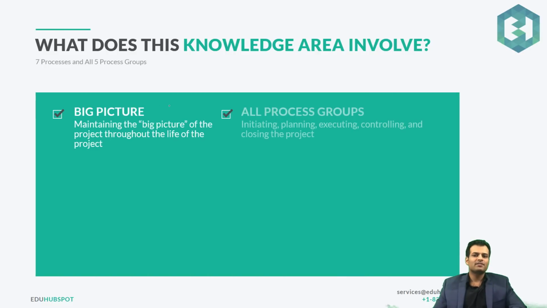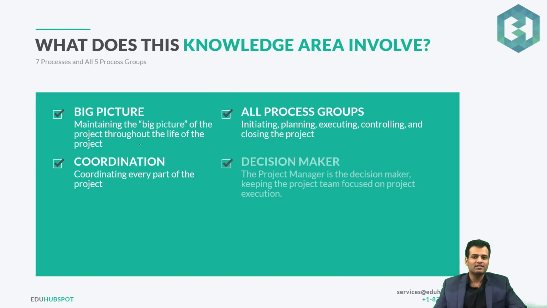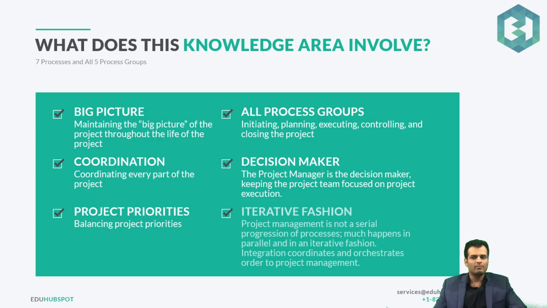So as I discussed, first we have the 7 processes and we have the 5 basic process groups. So start with, first of all, a brief overview, big picture: maintaining the big picture of the project throughout the life of the project. That's all about integration. It's the only knowledge area, I repeat, the only knowledge area which has processes in all the process groups. That's why we call it the big picture.